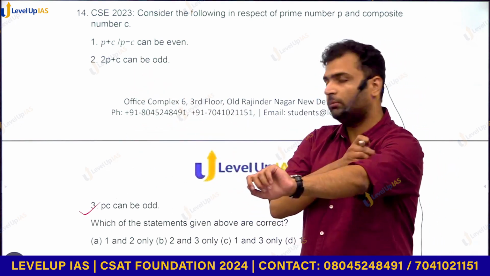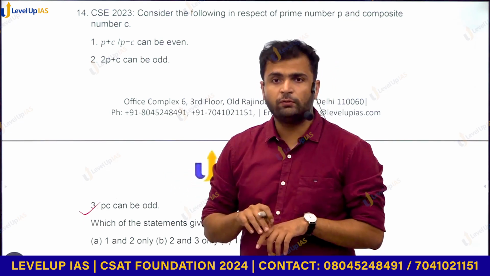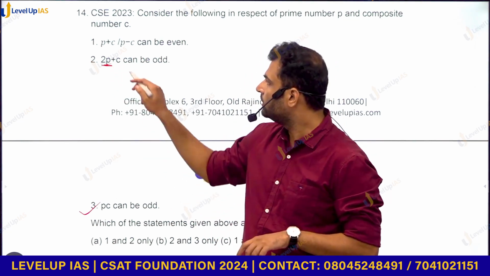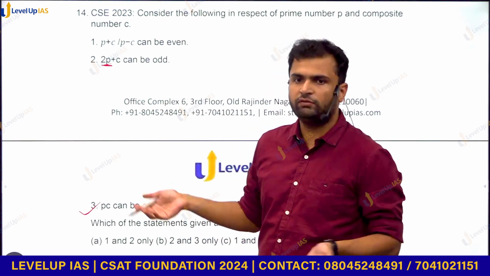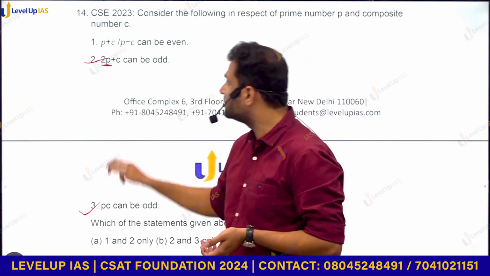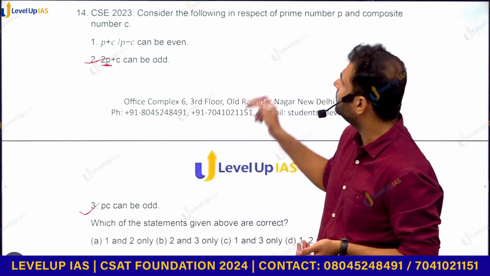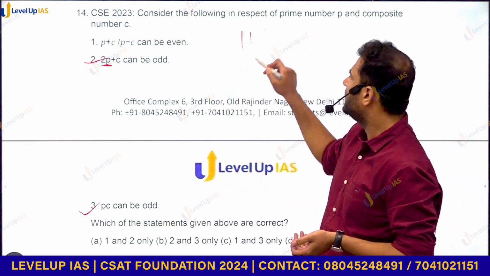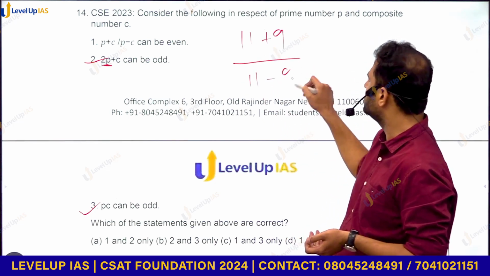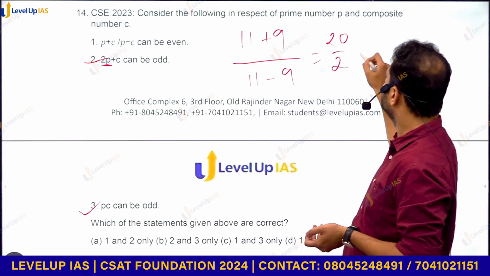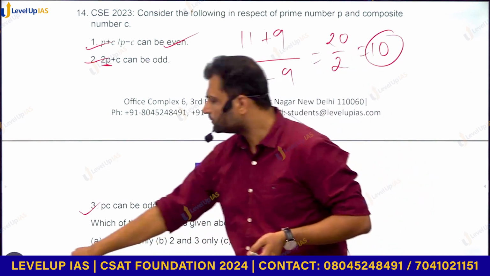2p plus c can be odd. When is the addition of two numbers odd? When one is even and one is odd. So this is even, 2 into p. Can c be odd? Can we have an odd composite number? Yes, there are many like 9, 15 as I already said. So this is also correct. And for this, you just have to play around a little bit, and this also comes out to be true. Like you can take 11 as prime number p and 9 as composite. You can have 11 plus 9, 11 minus 9 is equal to 20 by 2, equal to 10, which is an even number. So it is also true.